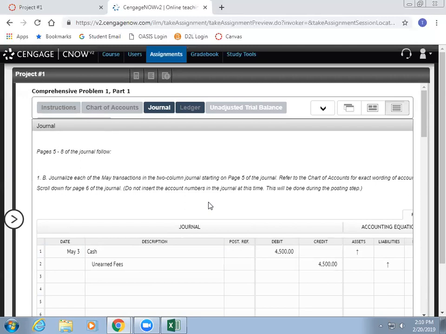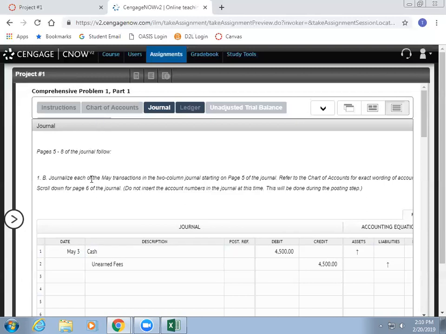So we debit cash and we credit unearned fees. We put the date on the first line, our debit and credit. We always list our debit before our credit. And we always have to have total debits equal total credits. You won't skip lines, you'll just keep going and you'll journalize. As you post those to the ledger, don't forget to put your account numbers in as your post reference, okay?